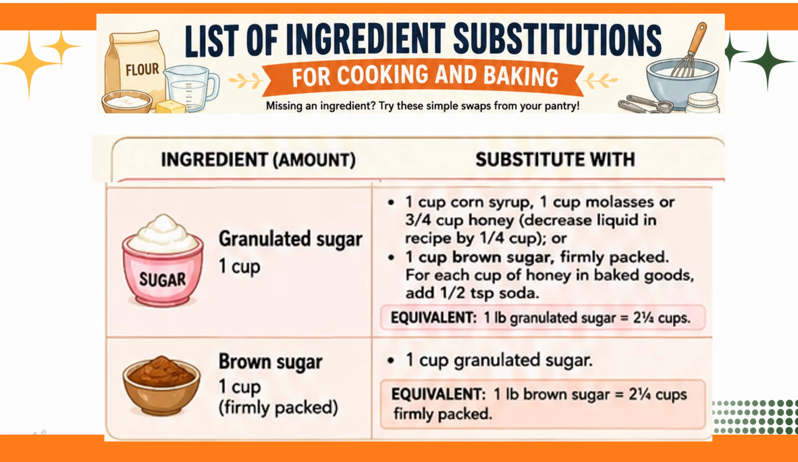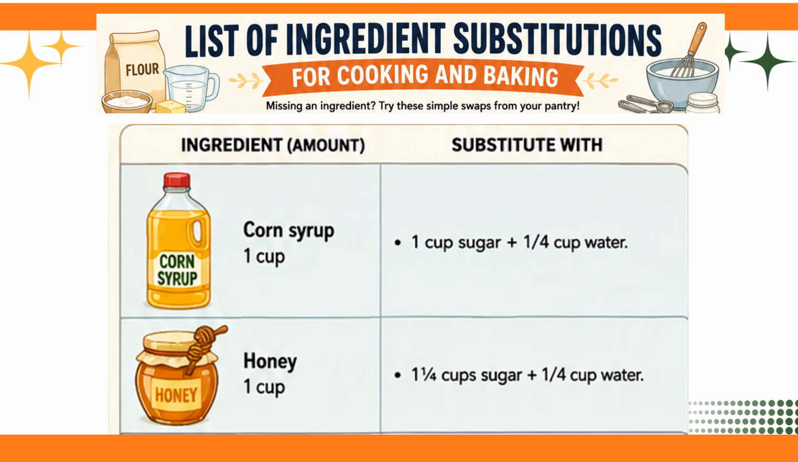Granulated sugar, 1 cup. Substitute with 1 cup corn syrup, 1 cup molasses, or 3/4 cup honey, decrease liquid called for in recipe by 1/4 cup, or 1 cup brown sugar, firmly packed. For each cup of honey in baked goods, add 1/2 teaspoon soda. Equivalent: 1 pound granulated sugar equals 2 1/4 cups. Brown sugar, 1 cup, firmly packed. Substitute with 1 cup granulated sugar. Equivalent: 1 pound brown sugar equals 2 1/4 cups firmly packed.